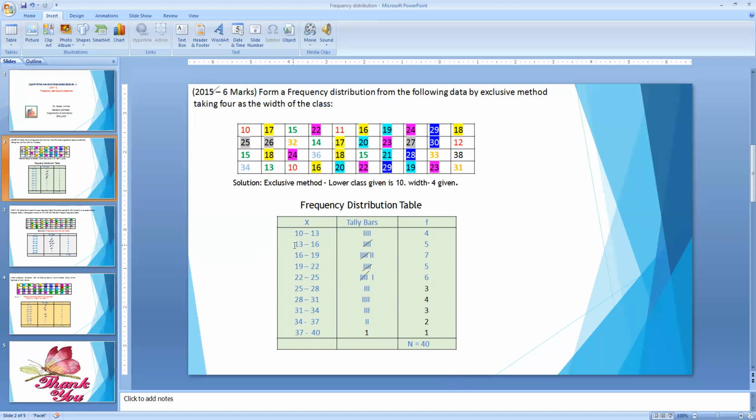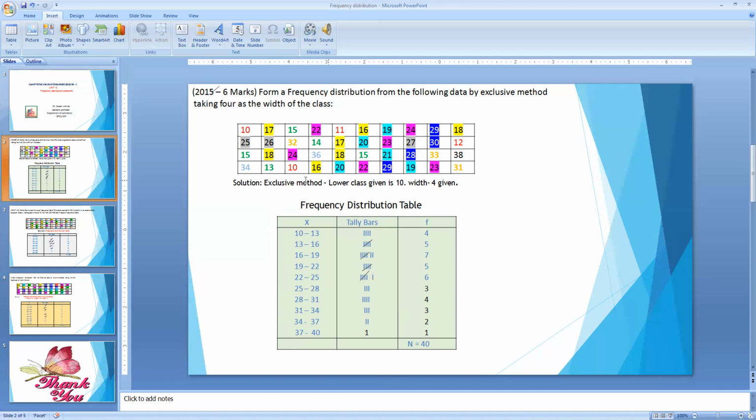So 13 means 13, 14, 15, 16. 16 is the last, then the third class interval will be 16 to 19, then 19 to 22, 22 to 25, 25 to 28, 28 to 31, 31 to 34, 34 to 37, and 37 to 38 we can't end, because the width should be 4, so we have ended up to 41. So we have to arrange the things in the form of class intervals, and we have already arranged them.